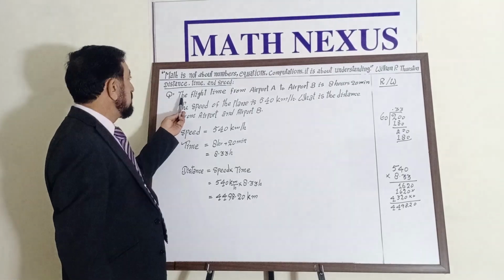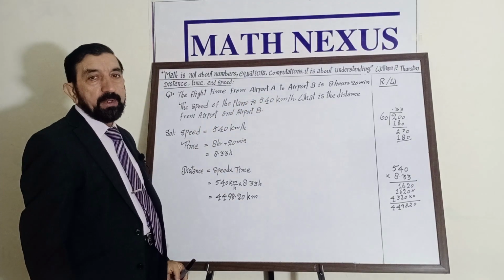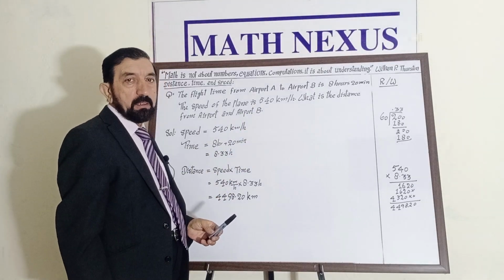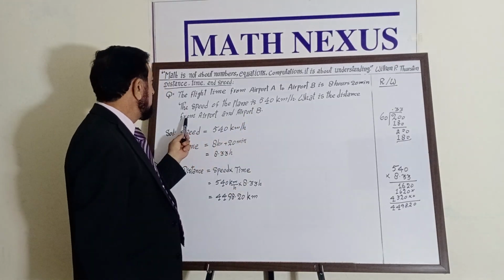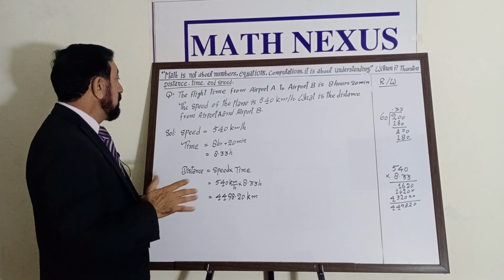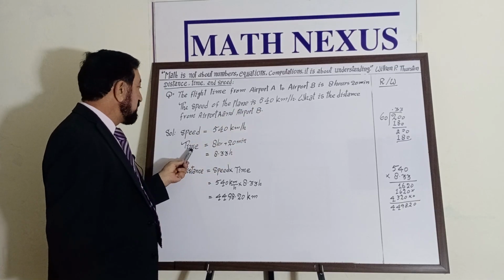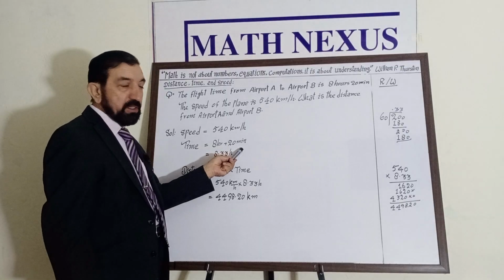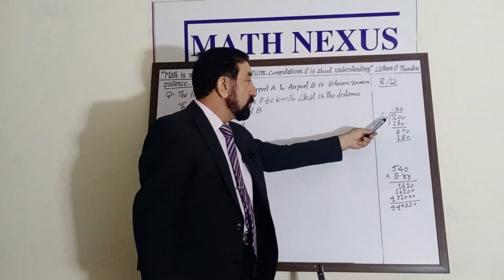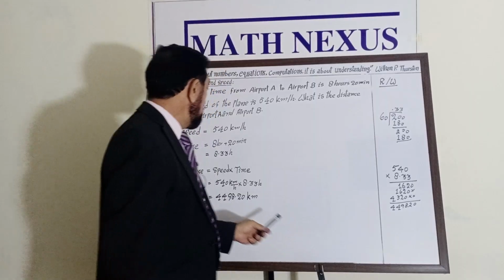Look at the question. The flight time from airport A to airport B is 8 hours 20 minutes. The speed of the plane is 540 km per hour. What is the distance from airport A to airport B? Now, speed is equal to 540 km per hour. Time is equal to 8 hours plus 20 minutes. This is equal to 8.33 hours because 20 divided by 60 is equal to 0.33 hour.